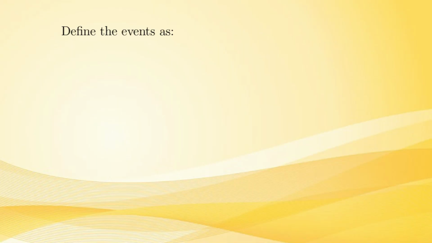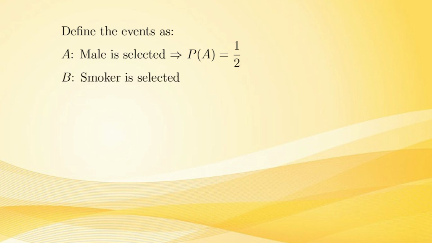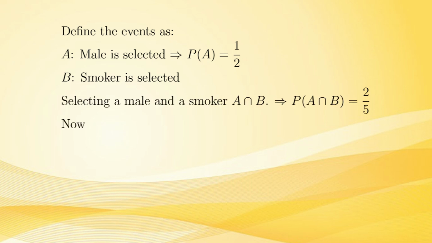First, let us define the following events for the given problem. Define event A as a male is selected, which implies probability of A is equal to 1 by 2. Define event B, a smoker is selected. Now, as we are interested to find the chance of selecting a smoker, provided we already know that a male is selected, we shall look into the intersection of the event A and B. That is, the probability of selecting a male and a smoker is given by 2 by 5.